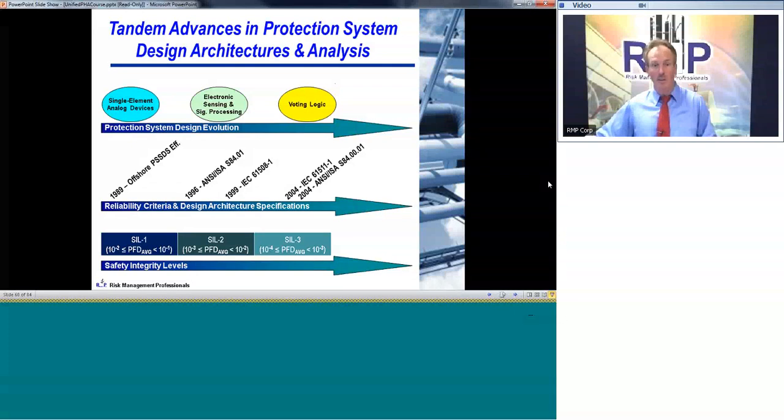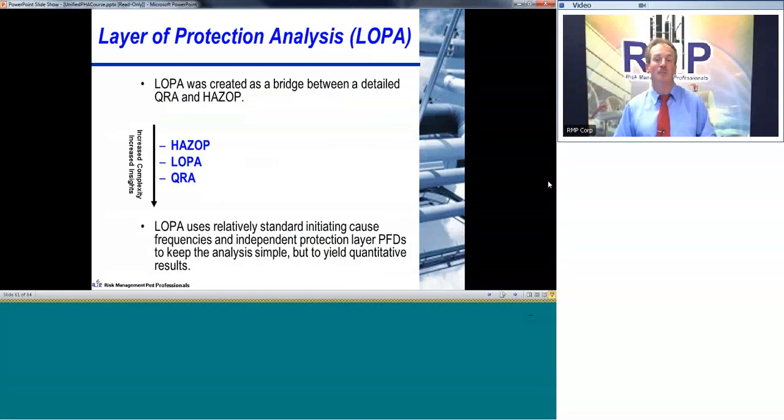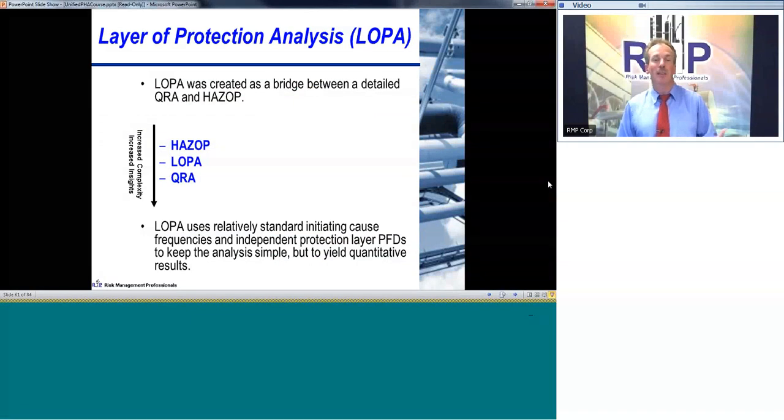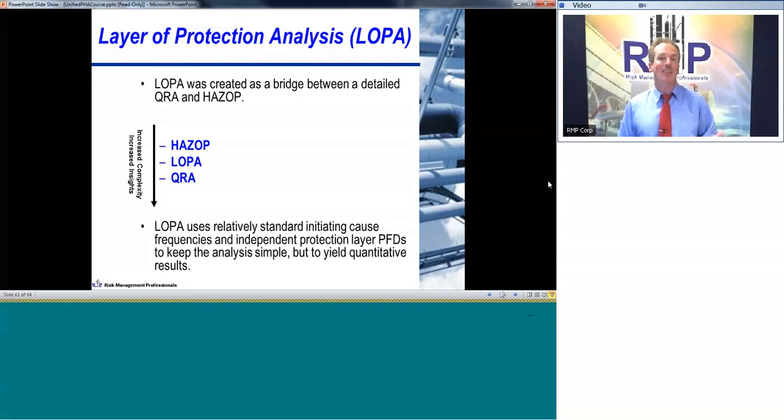Also, what I wanted to do is talk about layer of protection analysis. LOPA was originally developed as a bridge between a very detailed, very expensive quantitative risk assessment and the workhorse of a HAZOP study. The HAZOP study gives you a lot of good insights and lays out the scenario, but it is generally a qualitative understanding of risk. So you're trying to take that qualitative understanding and, as necessary, apply some quantification of the adequacy of key safety features.